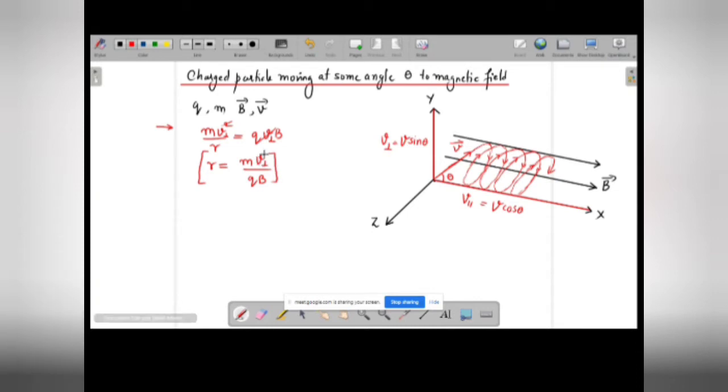So what is going to be V perpendicular? You can also write this as m into V perpendicular, which is nothing but V sine of theta, divided by Q into B. So this can be your final expression. Okay, let us put it in a single bracket. So this can be your final expression for the radius of the circular trajectory. Okay.